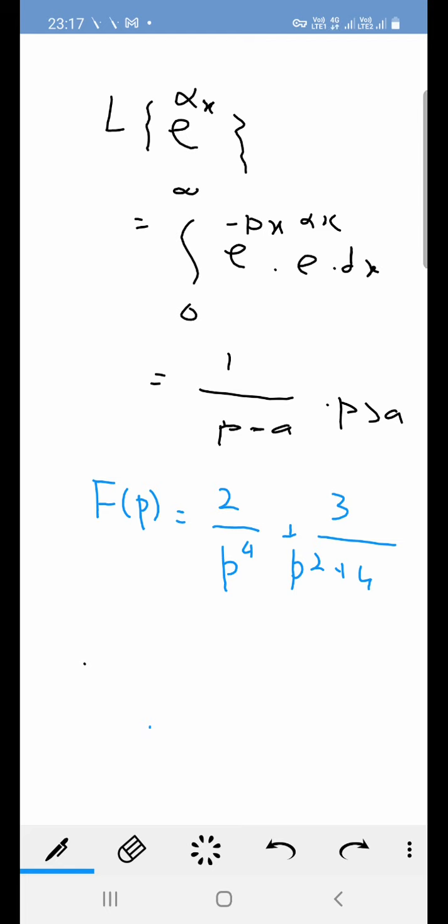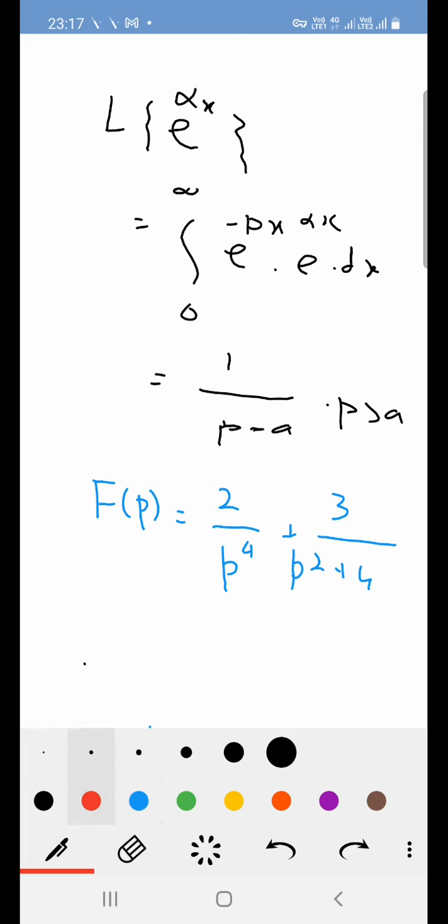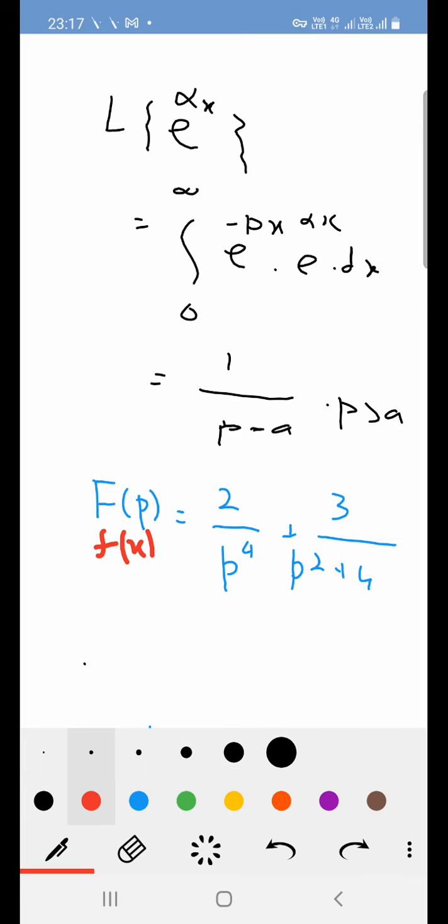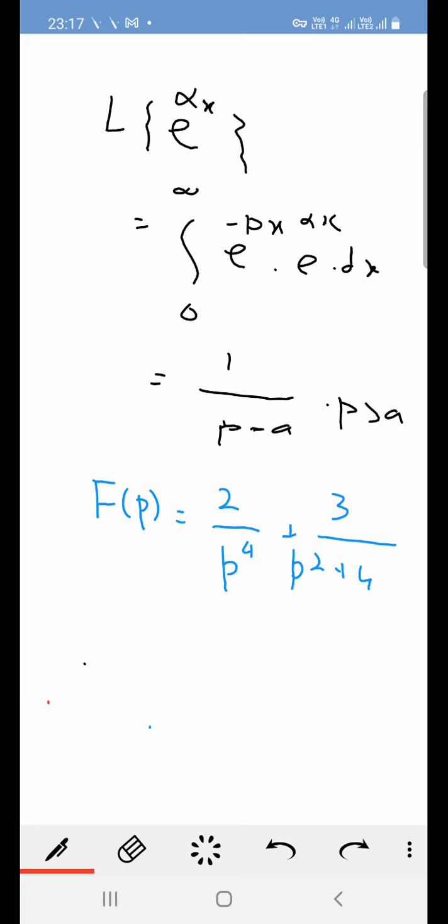So what we will do: the Laplace transform is already given, and you need to find the expression on which the Laplace transform was applied. That means we need to find f(x). This can be obtained if we do the following operation: we do the inverse Laplace transform of F(p).